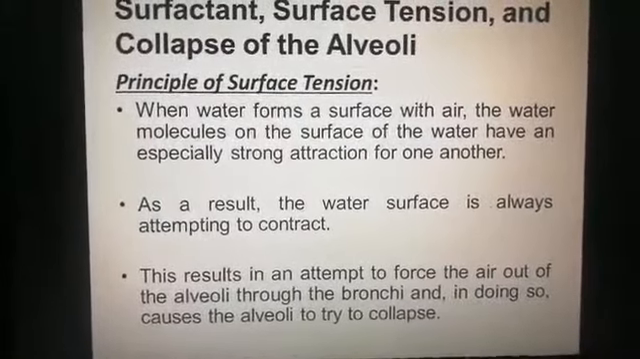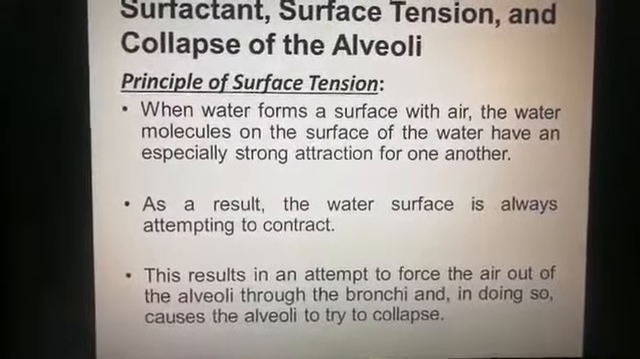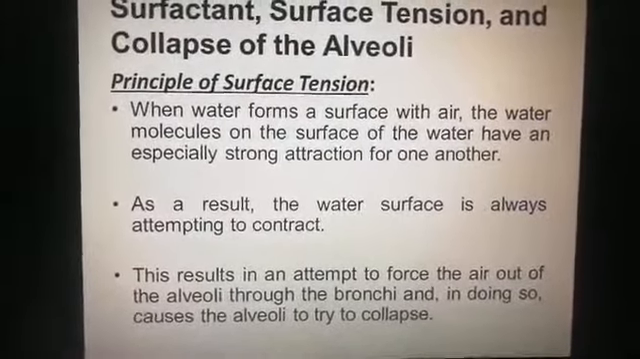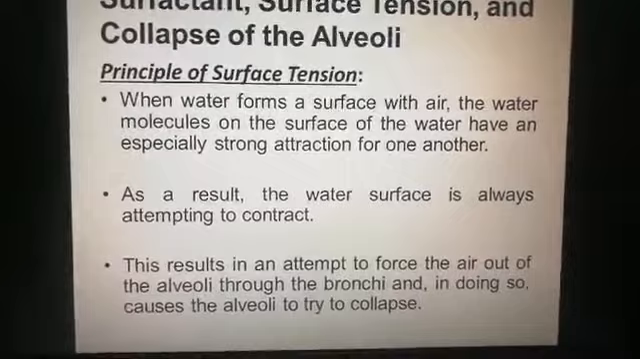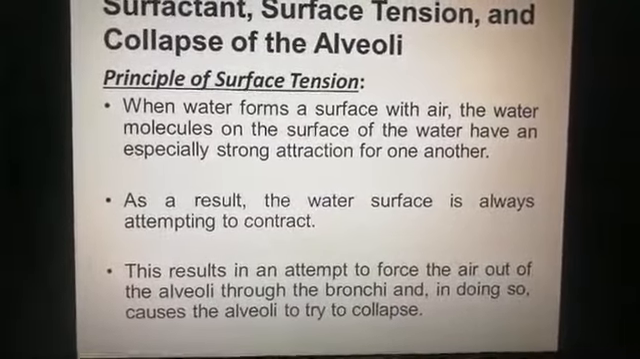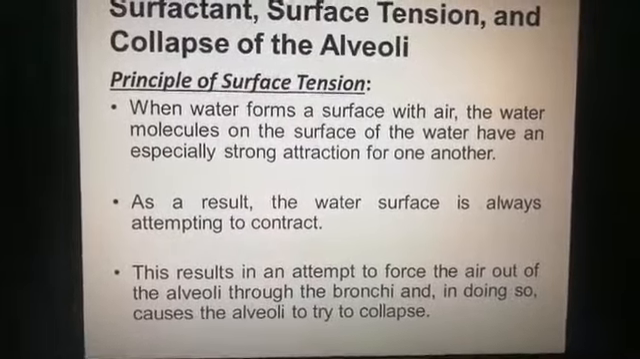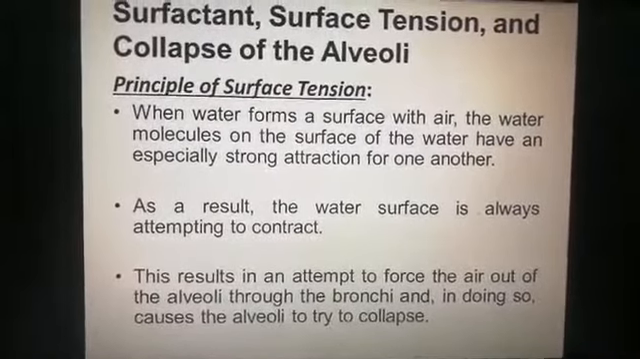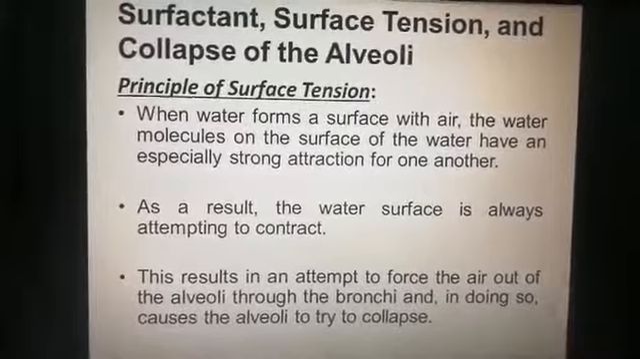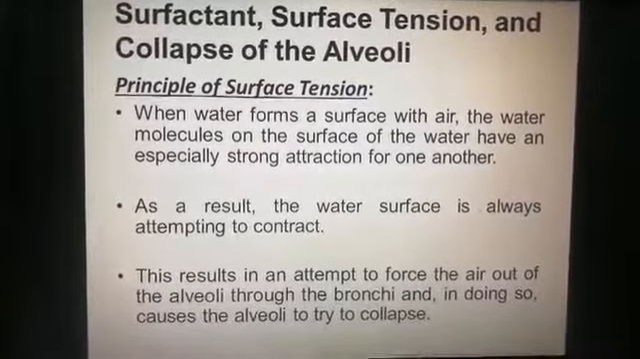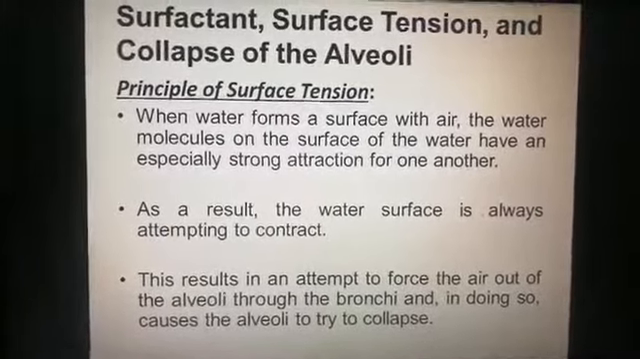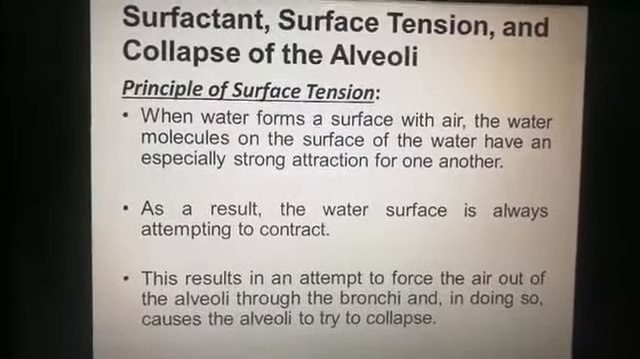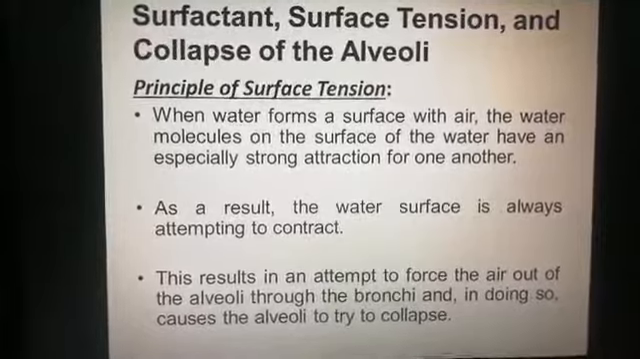As a result, the water surface is almost always attempting to contract. So the fluid in the alveoli also attempts to contract. This results in an attempt to force the air out of the alveoli through the bronchi, and in doing so causes the alveoli to try to collapse. So when there is contraction due to attraction among the molecules, the lungs collapse and air is pulled out of the lungs.